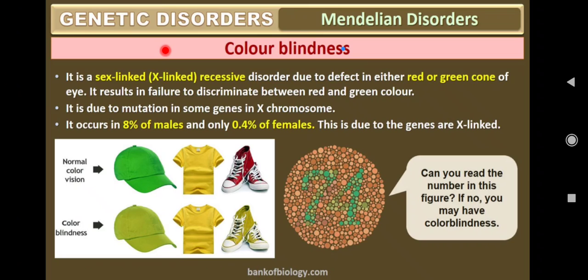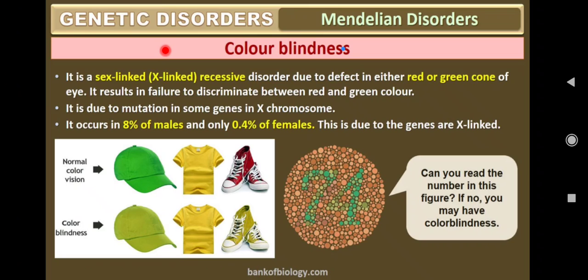That is the problem. If the X chromosome is affected, it leads to color blindness, so that he or she cannot discriminate between red and green. It is due to a mutation in some genes in the X chromosome. In the X chromosome, the particular gene undergoes mutation, and due to this, this disease occurs.